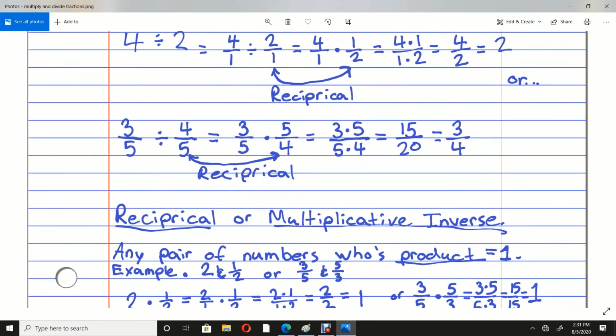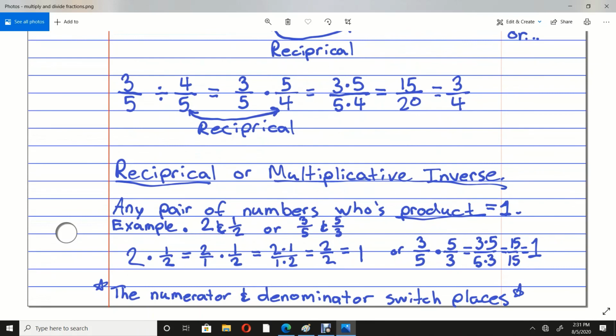And I'm gonna scroll down. And the last part of these notes, I should have left myself some more space on this particular page, but that's fine. We're going to be talking about reciprocals, reciprocal or multiplicative inverse. So a reciprocal is a multiplicative inverse, and what that is, any pair of numbers whose product is 1. So what do I mean when I say product? What operation is happening when I say product? That's multiplication. So any two numbers that when you multiply them together, you get 1.